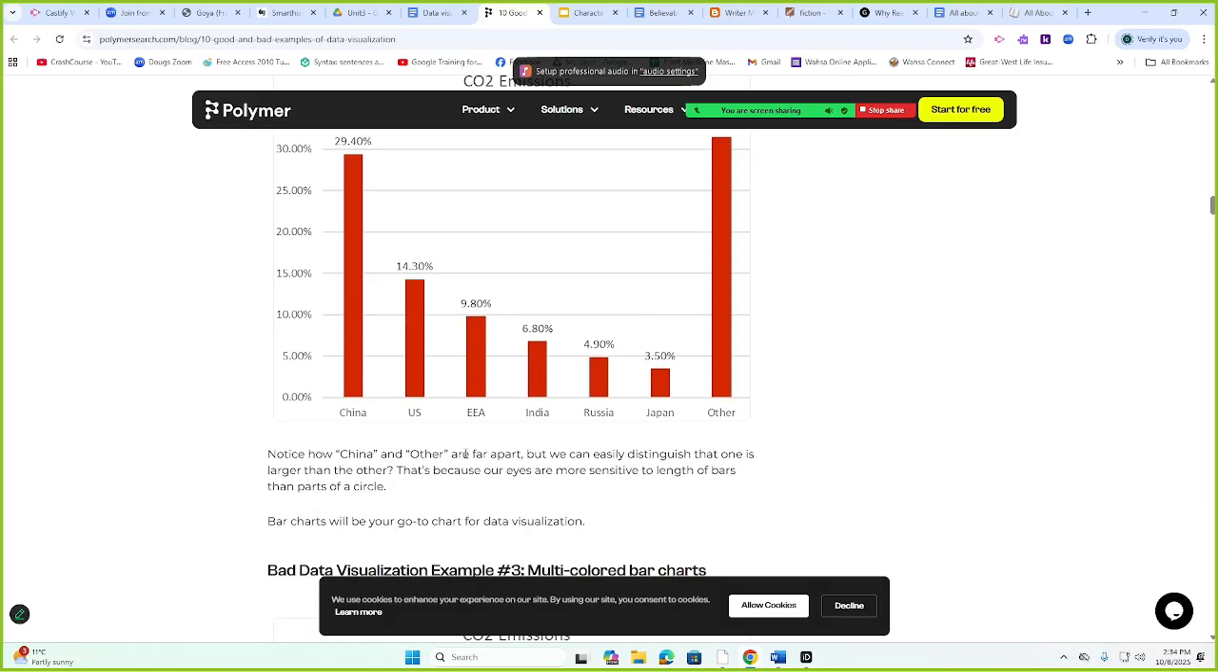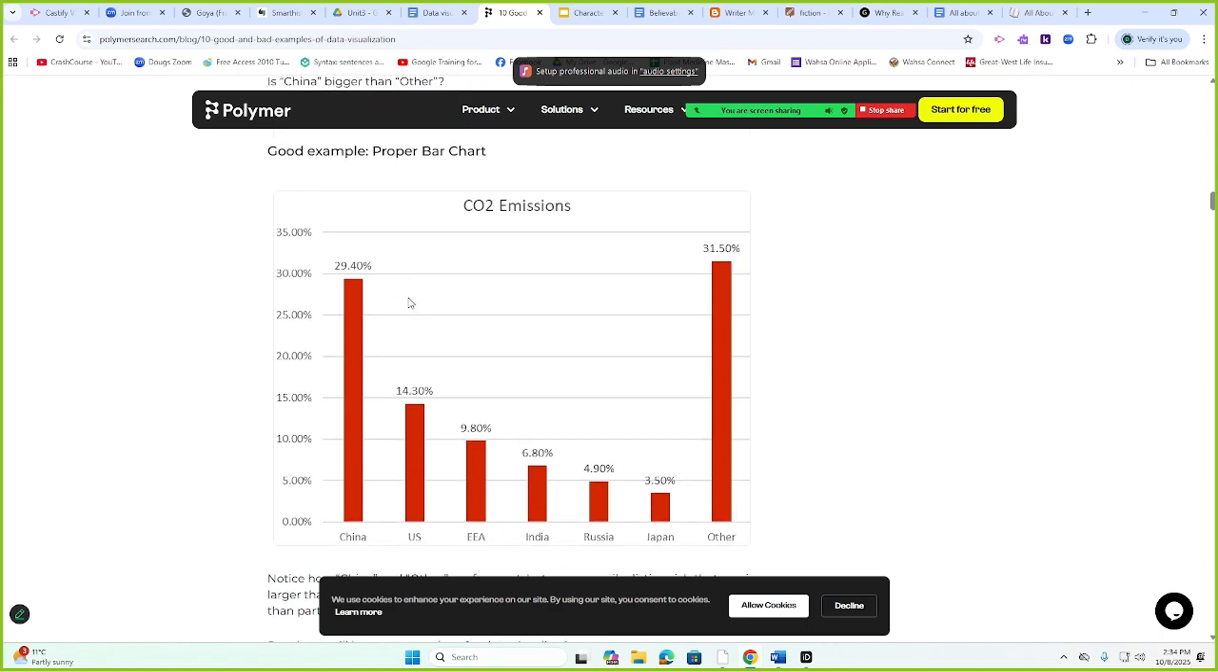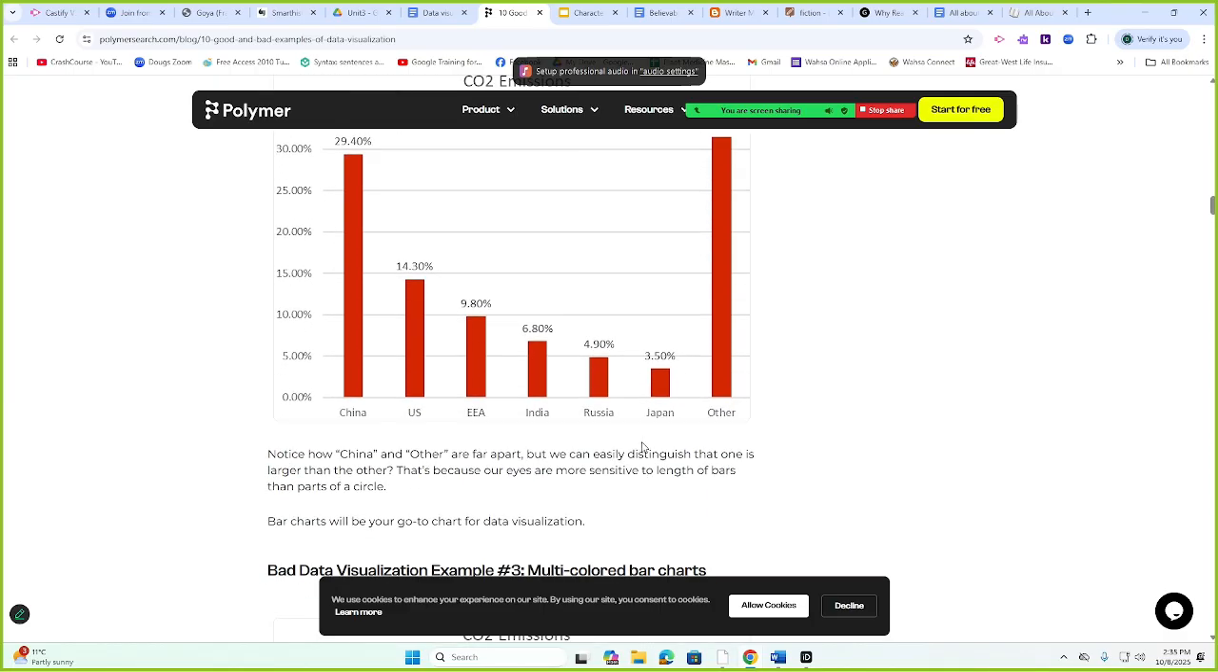EEA. Well, that's actually the European Economic Association, I think. And their percentage of CO2 emissions is, wow, almost 5% less than the United States. And then Russia and Japan, there's quite a bit of a difference when you look at the height of the bars and the percentages that accompany them, right? Russia 4.90%, Japan 3.50%.